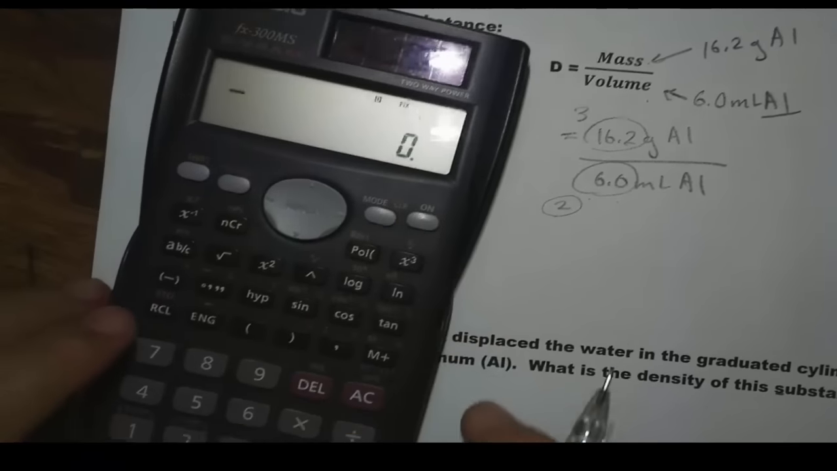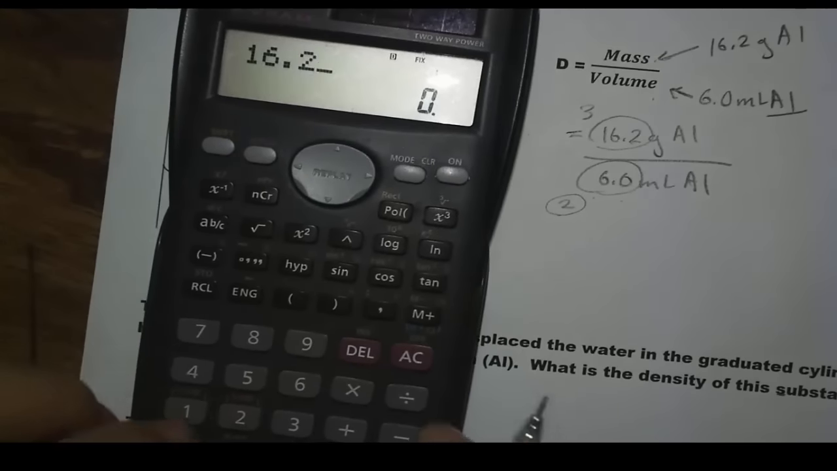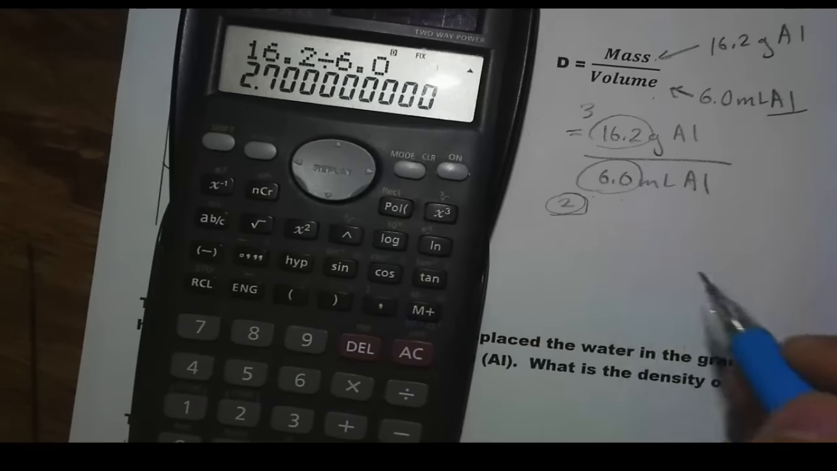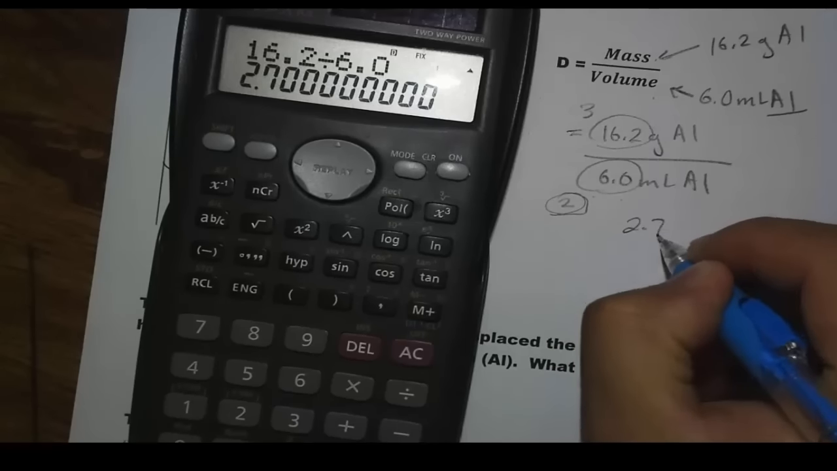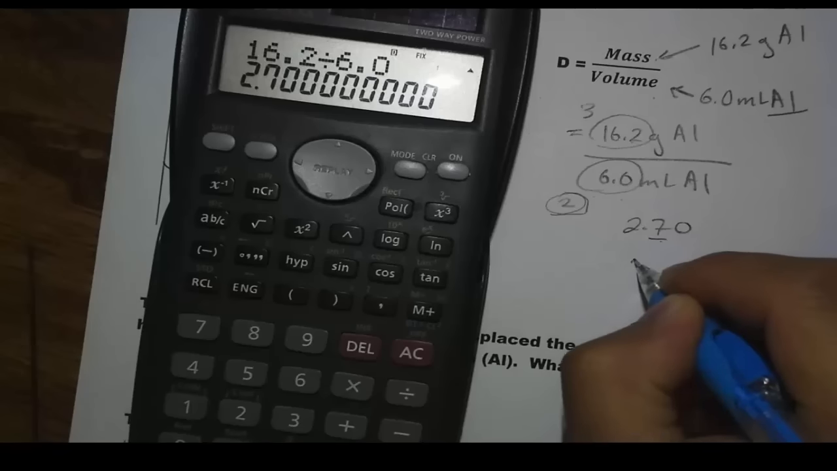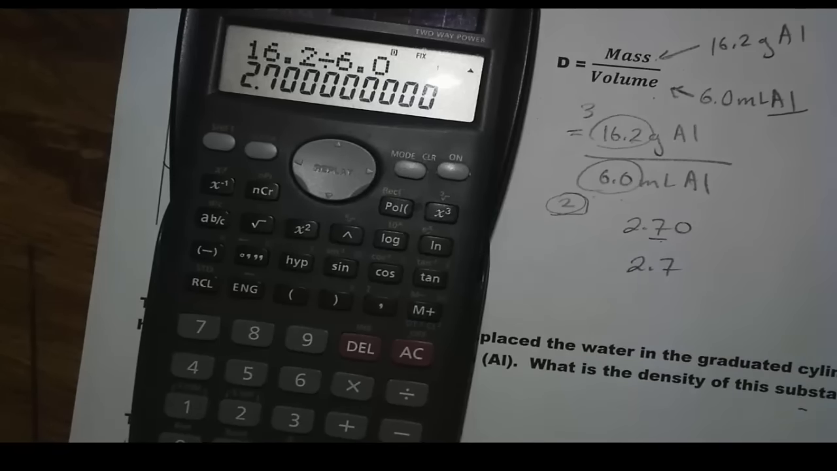Let's plug this into a calculator. Well, 16.2 divided by 6.0. And we have 2.7000. So how many sig figs do we keep? In this case, our least number is 2, so we're going to keep 3. That way we can round it if we need to. So 2.70. But if we round it right here, that 0 wouldn't do anything to the 7. So you have 2.7. That's our number.